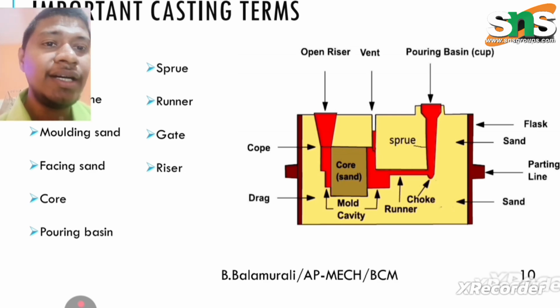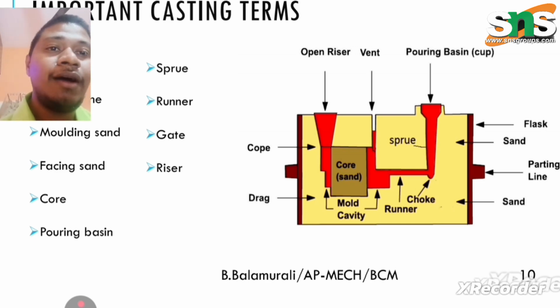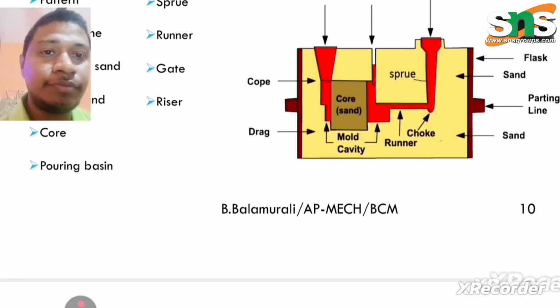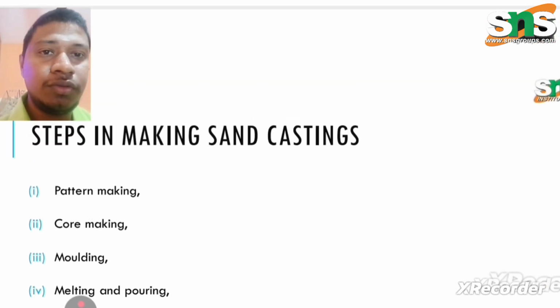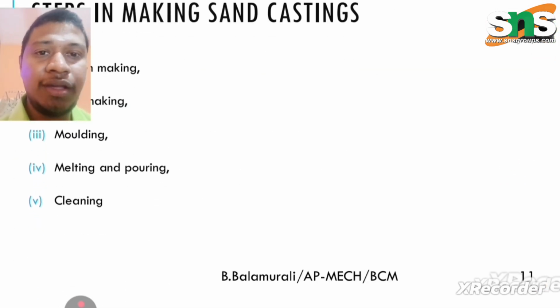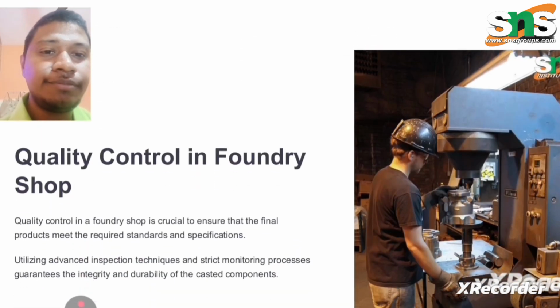After that, through the runner, it fills up to the riser. So we can ensure that if the molten metal reaches the riser, the cavity is filled with molten metal. After that, we can stop pouring the molten metal into that particular sand mold. The steps in making sand castings are pattern making, core making, molding, melting, pouring, and cleaning.